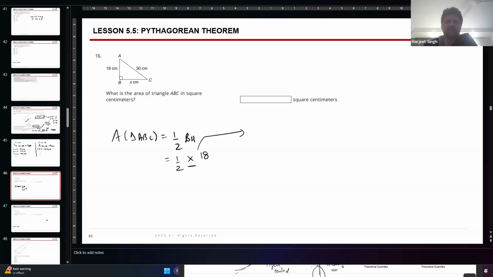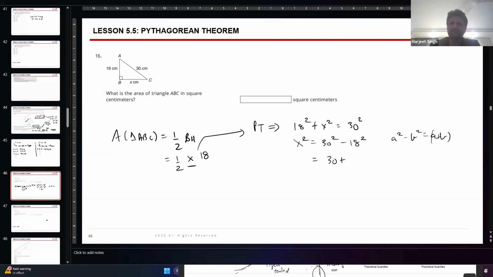And we don't know what x is. But we know that by Pythagoras theorem, 18 square plus x square should be equal to 30 square. So x square is equal to 30 square minus 18 square. One of the ways of solving this without calculator is this is a square minus b square, which is a plus b, a minus b. So I can write this as 30 plus 18, 30 minus 18, which is 48 into 12.